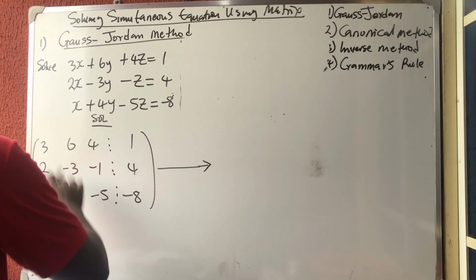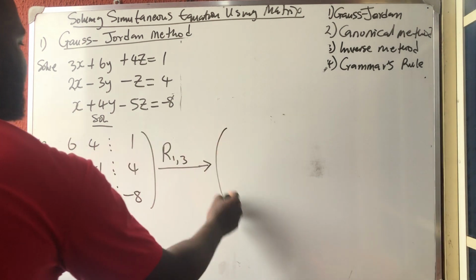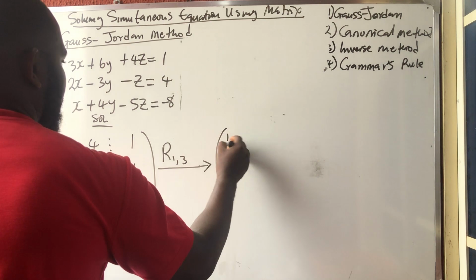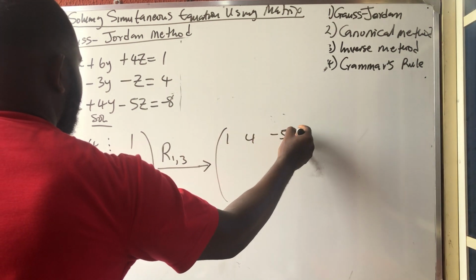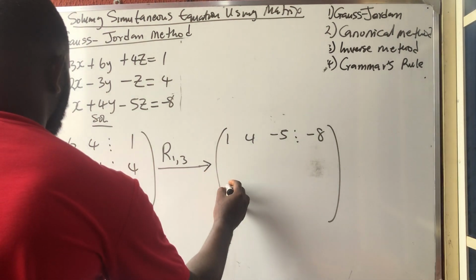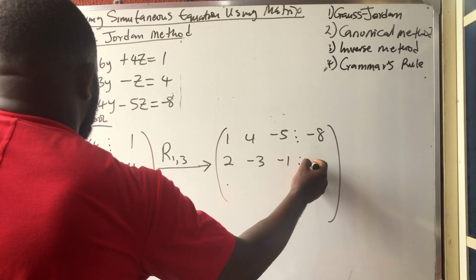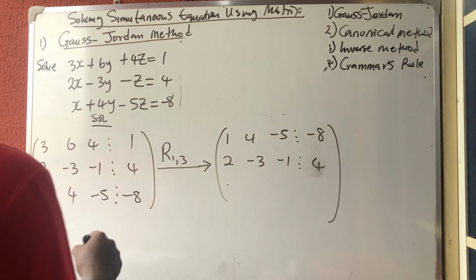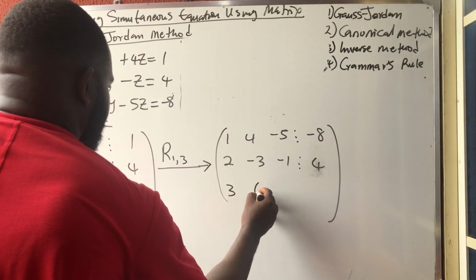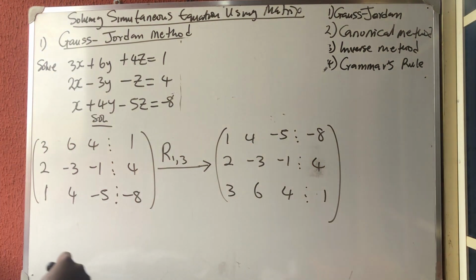So let me swap. If I swap 1 and 3, since I need 1 here, I'm having 1, 4, minus 5, dot, dot, dot, minus 8. Then I'm having row 2 remain the way it is: 2, minus 3, minus 1, dot, dot, dot, 4. Then 3, 6, 4, dot, dot, dot, 1. Okay, so that is that.